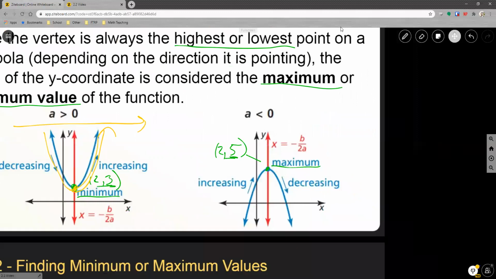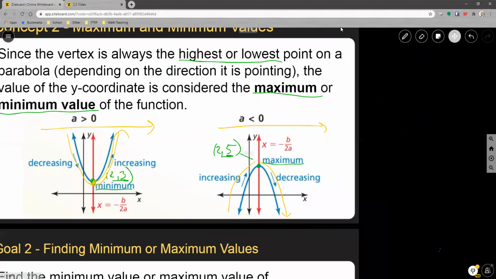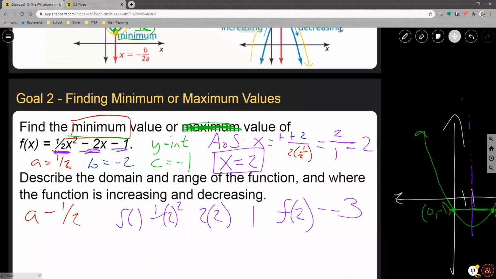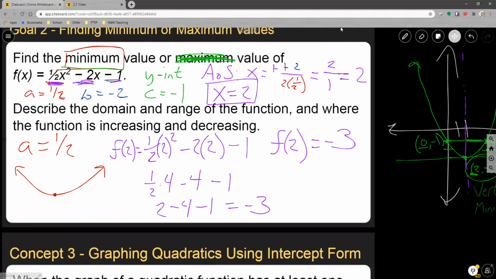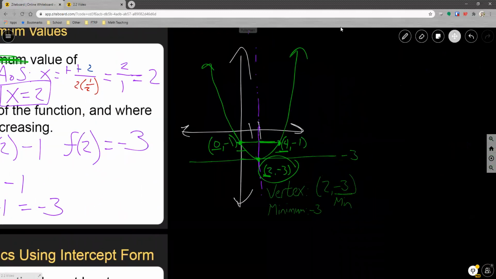Similarly, with parabolas that are pointed downwards, it's like going up a hill in a car or on a roller coaster. You're increasing, increasing, increasing until you reach that maximum value, which is your vertex. After that, you start decreasing as you continue to the right. And again, you read graphs as if you're going from the left to the right, just like a book. All right. So if I want to describe the domain and the range of the function and where the function is increasing and decreasing, I can talk about this in very simple terms.